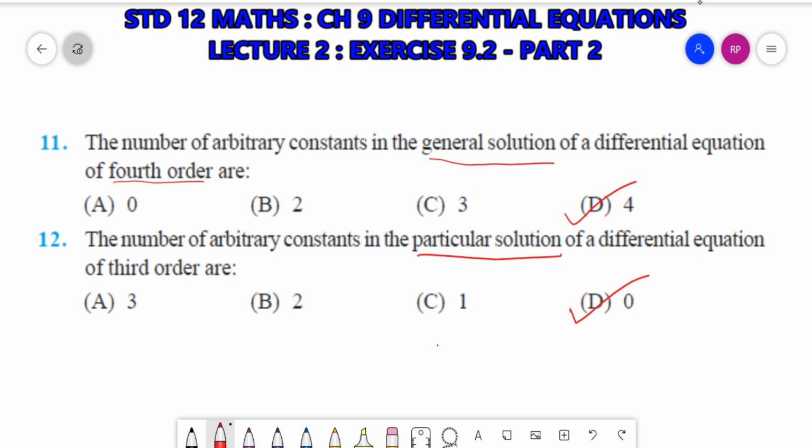Okay, so this was about questions 11th and 12th. Okay students, so that's it for today. Here we have completed exercise 9.2.